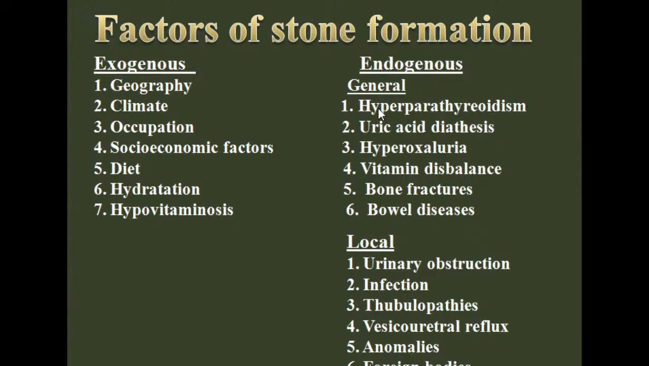Uric acid diathesis, you know that purine metabolism, and the ending product of this metabolism is uric acid. Hyperproduction of uric acid is also a predisposing factor of stone formation. You know that another disease, which is also caused by uric acid diathesis, is gout. But the combination of gout and uric acid stones is very rare, only in 50%.